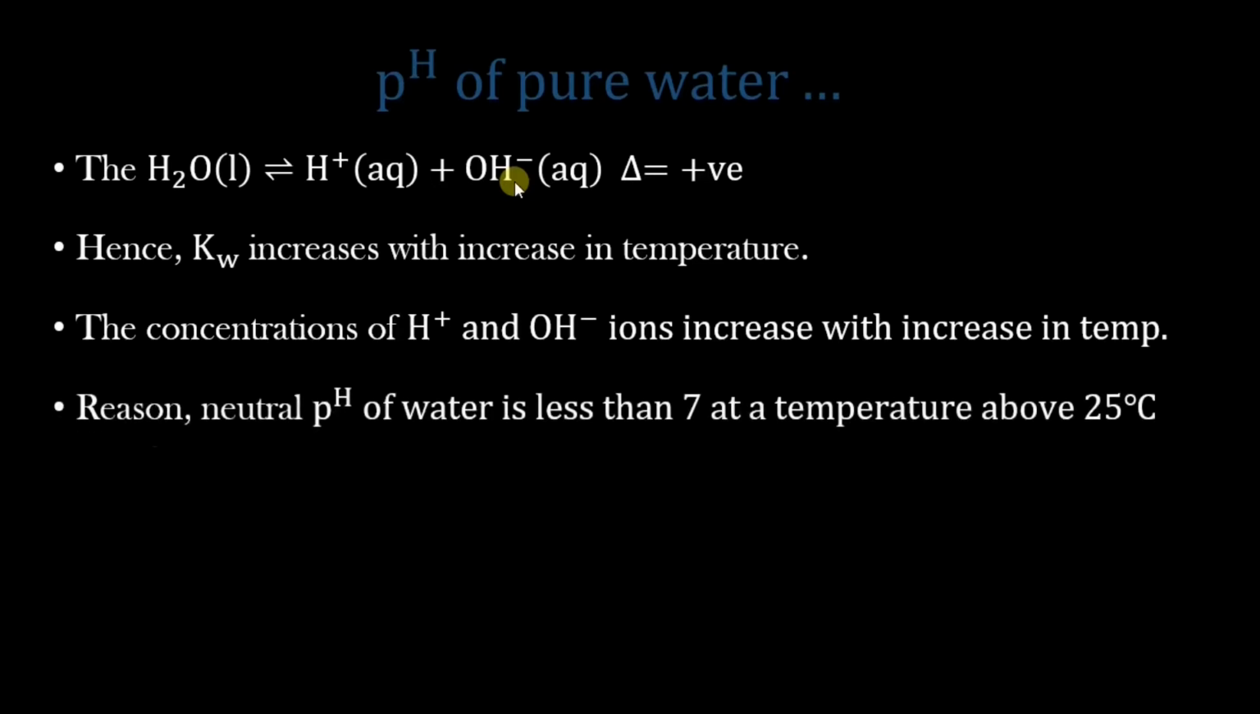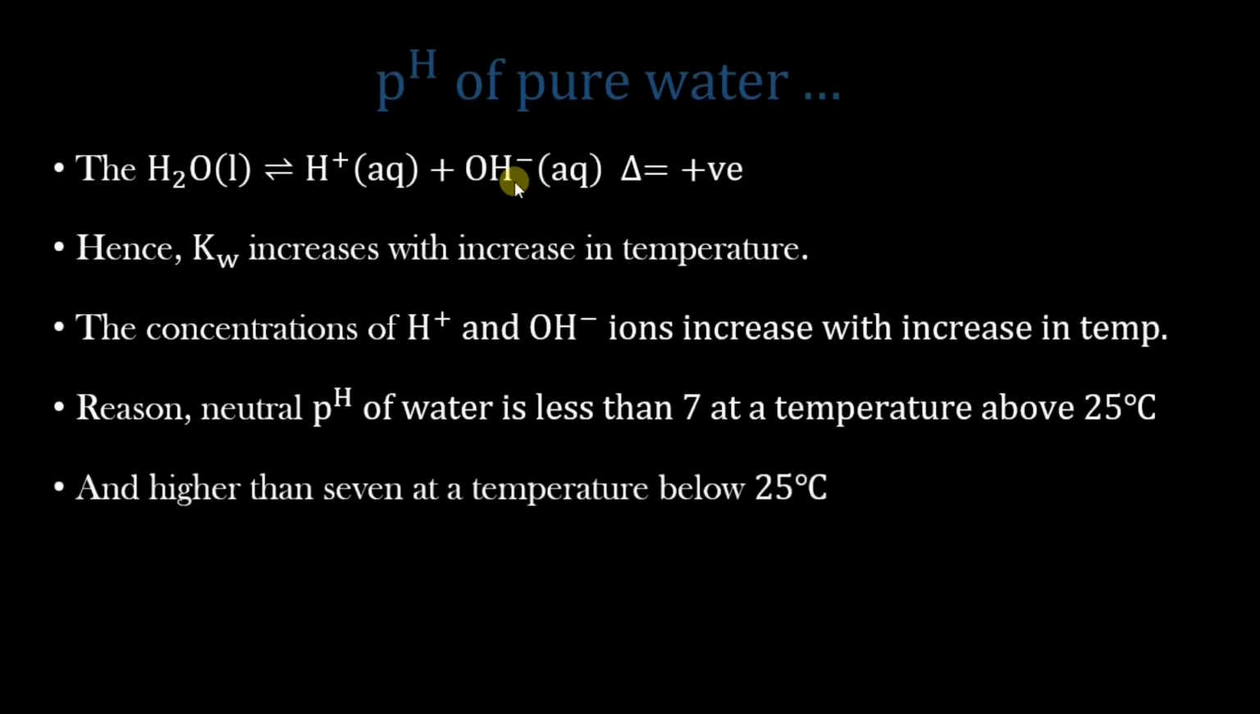Therefore, we expect the neutral pH of water at a temperature higher than 25 degrees Celsius to be less than 7. But the water is not acidic, it is just neutral. The neutral pH will be higher than 7 when the temperature is lower than 25, because a decrease in temperature will favor the backward reaction, that is the combination of hydrogen ions and hydroxyl ions to produce water molecules. In all cases, water will of course remain neutral so long as the molar concentration of hydrogen ions and that of hydroxyl ions are still the same.